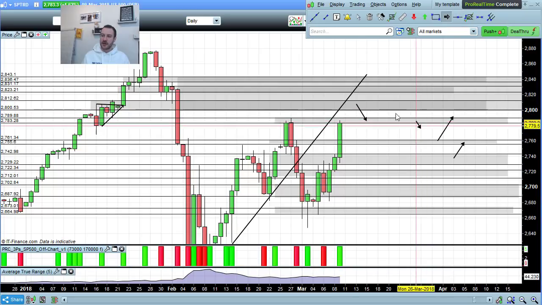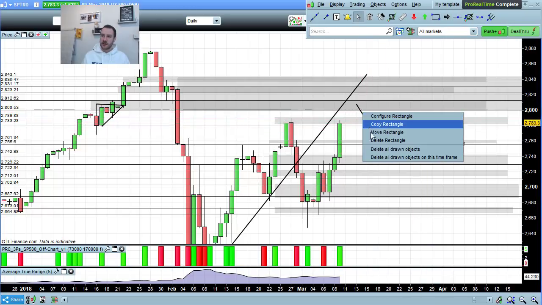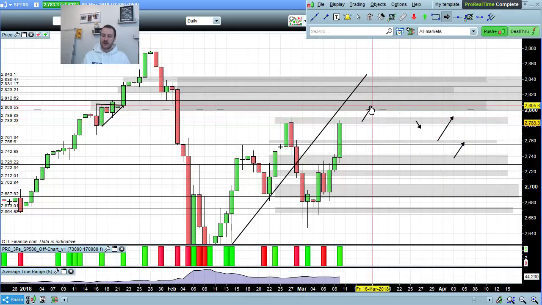Now, if we're starting to break up above this level, get rid of this arrow if we can, it's also a good level of support. And really, if we're breaking up above this level, you'd expect to see the bears stepping back in and forcing the market back up at least to this 2800 level, the round number. And then we start looking for that potential resistance.